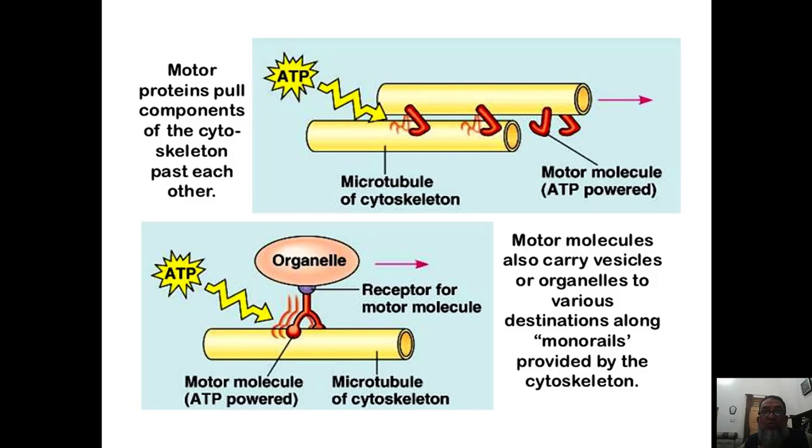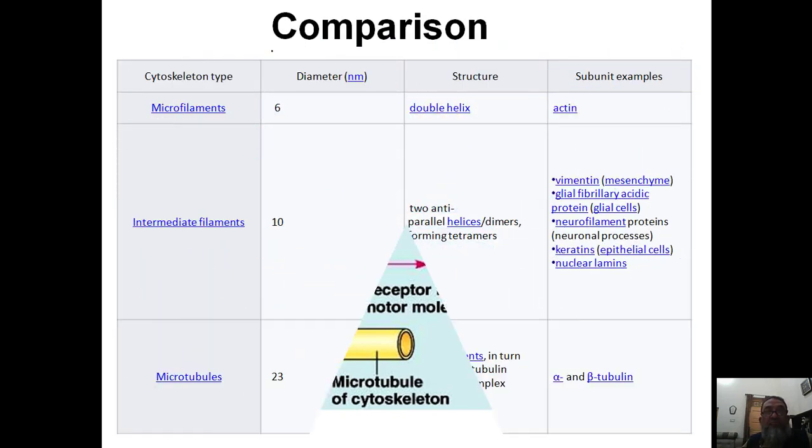So these two are the motor proteins, dynein and kinesin. These are the functions of these two proteins. Quite obvious in this diagram, in this slide, and we have to remember it.